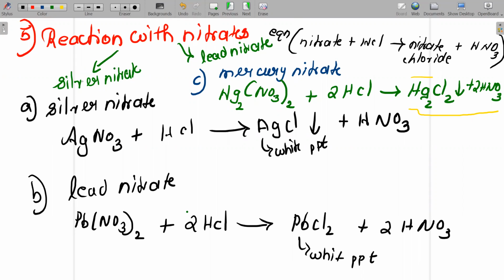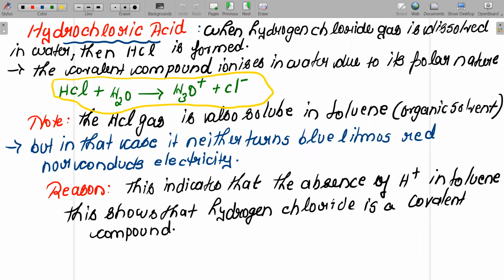Any doubts? Now children, AgCl is a white precipitate. Then PbCl2, in that condition also you get a white precipitate. Just remember that also. Any doubts? Is it okay? Now, this is another concept: what do you mean by hydrochloric acid? Please revise the things we have discussed till now.